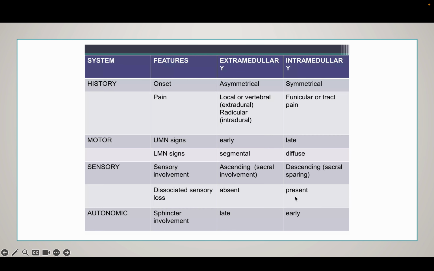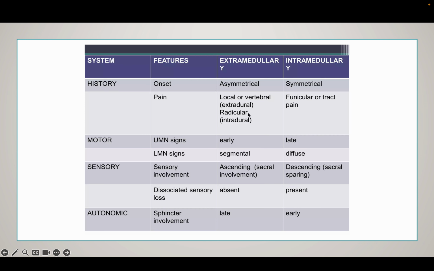So these are the features that help to differentiate between the different kinds of tumors, like I told in the female case. Generally asymmetrical presentation in that case suggests an extramedullary possibility. Most intramedullary lesions are generally symmetrical. Asymmetrical is for extramedullary. Sometimes in extradural there might be some amount of symmetry, but generally intradural is mostly asymmetrical.